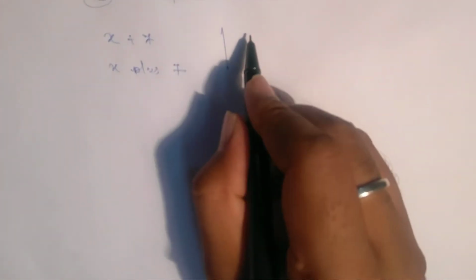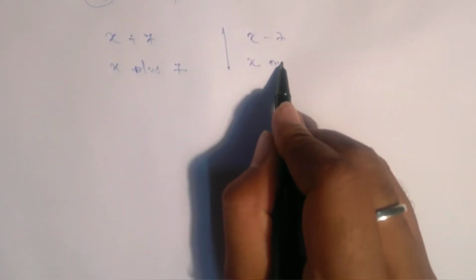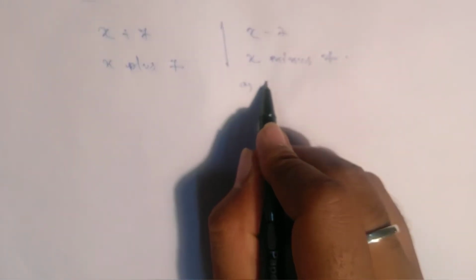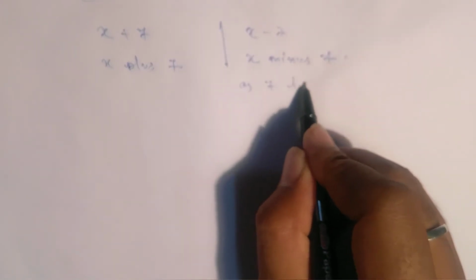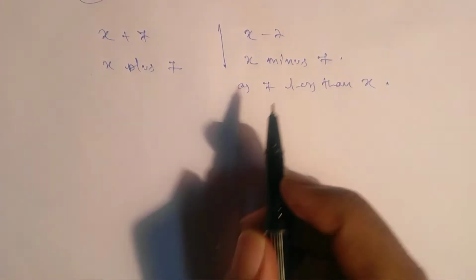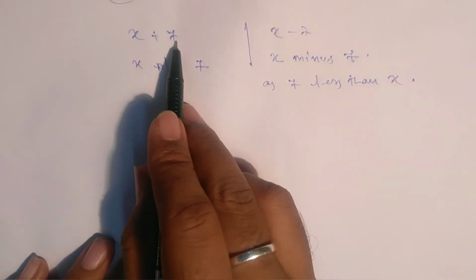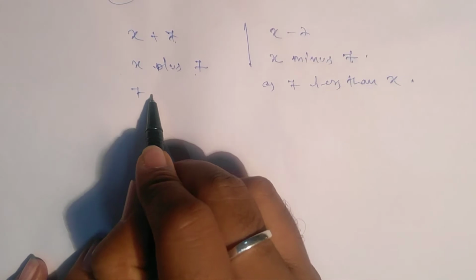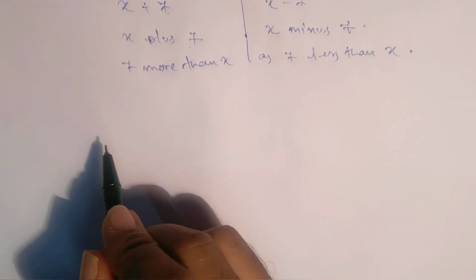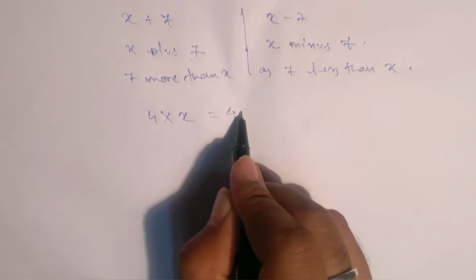If we take x minus 7, how are you going to read x minus 7? As 7 less than x. That means 7 less than x. And x plus 7 is 7 more than x.